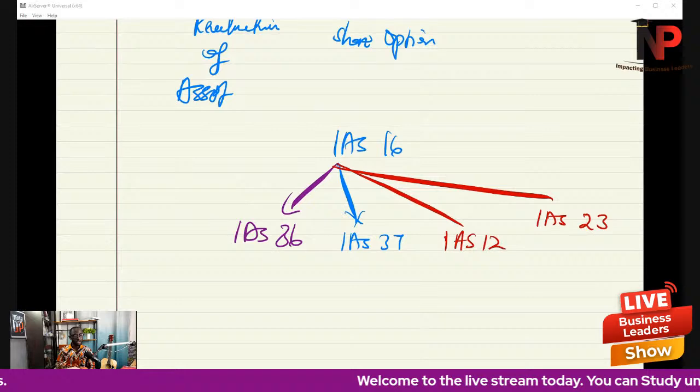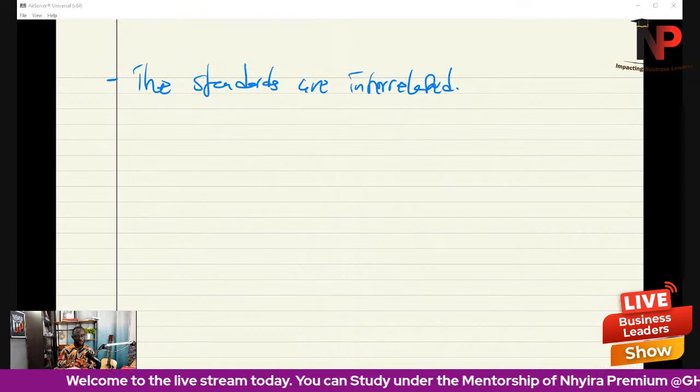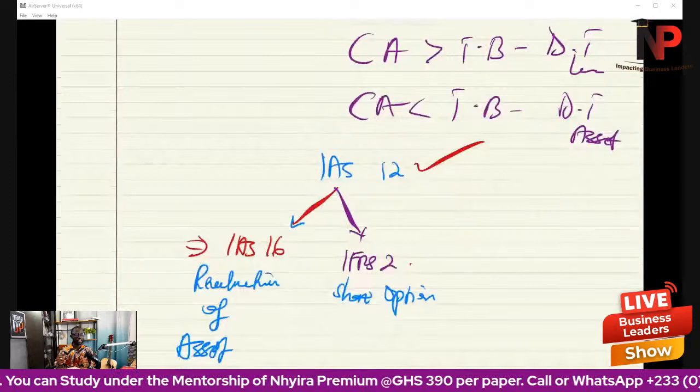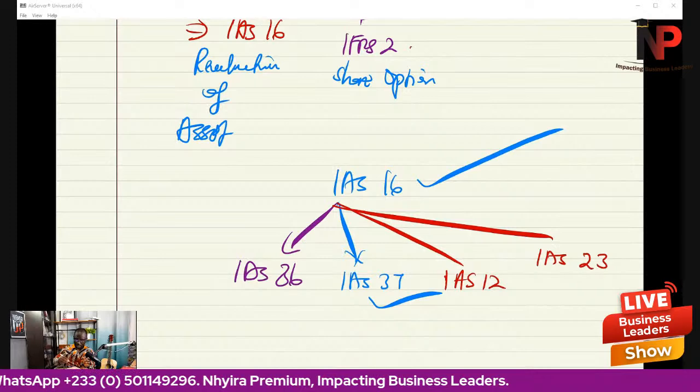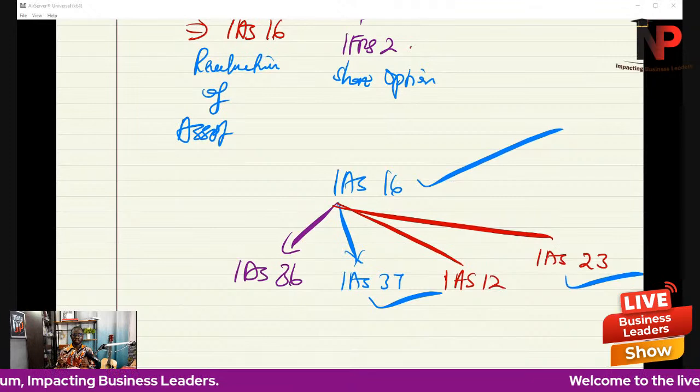So know that point number one, the standards are interrelated. Don't learn them in isolation. Don't say, oh, I have finished learning IAS 16. You are lying. Because if I put together a question that you need to apply IAS 16, you need to apply IAS 37, and you need to apply IAS 23 in one question, you'll find out that you will not be able to solve it. It means you don't understand the standards.